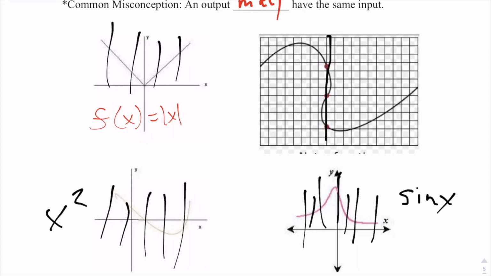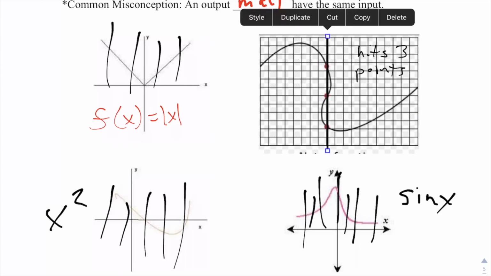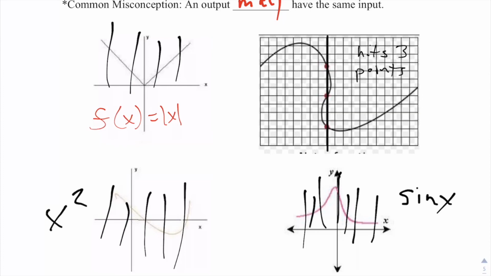When we draw a line here, it hits all 3 points. So therefore, at this dark line of the x values, it has 3 y values, which is illegal. So therefore, this one right here cannot be a function.